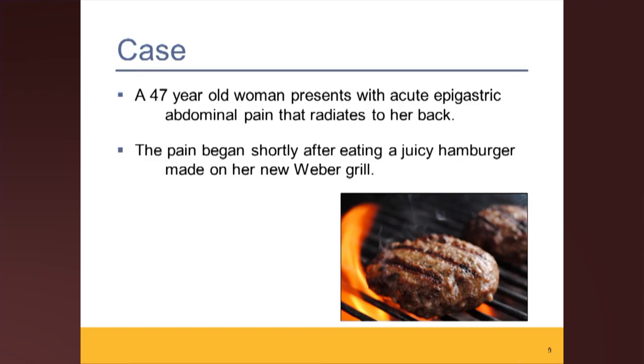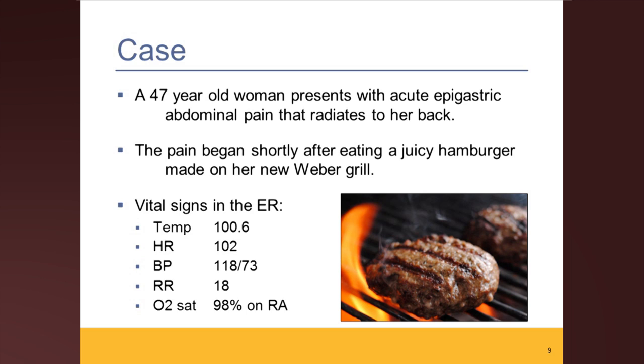All right, we're going to move on to the next case. And I'll just start with the caveat saying that this case is not real. I'm just highlighting some of the mistakes that are made in these patients. All right, so this is a 47-year-old woman who presents with acute epigastric abdominal pain that radiates to her back. And the pain began shortly after eating a juicy hamburger made on her new Weber grill.